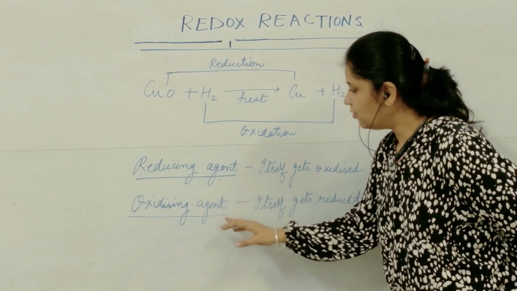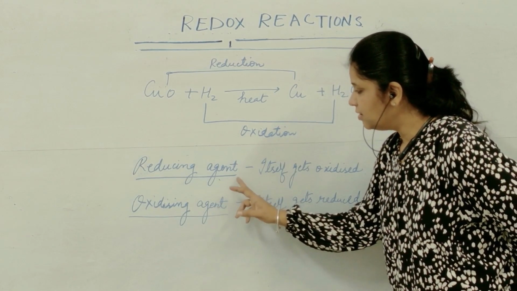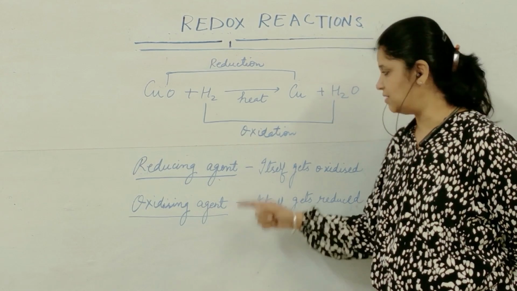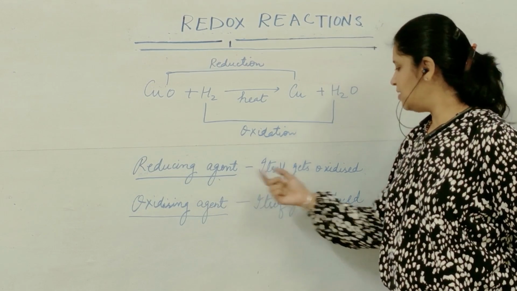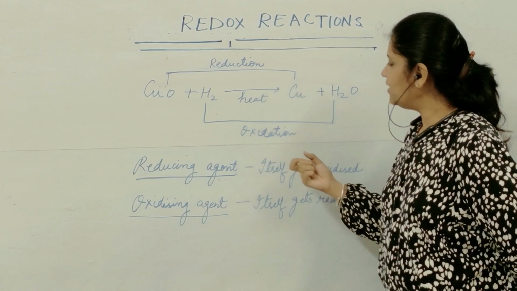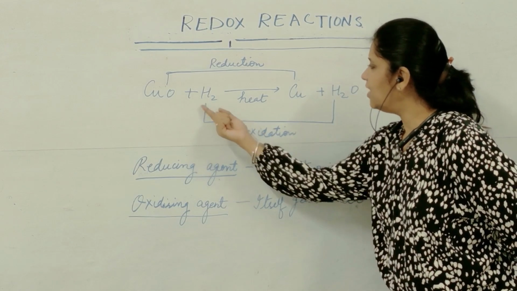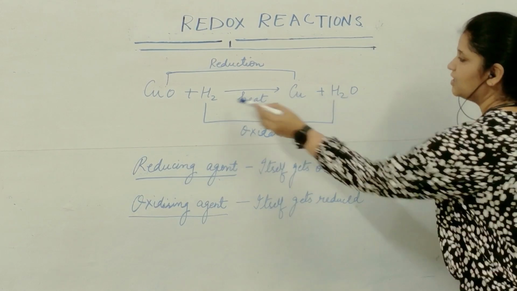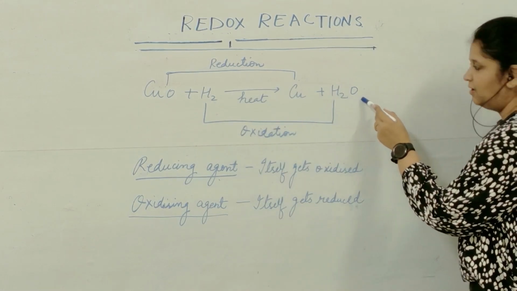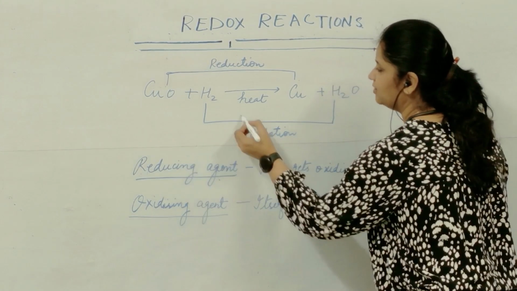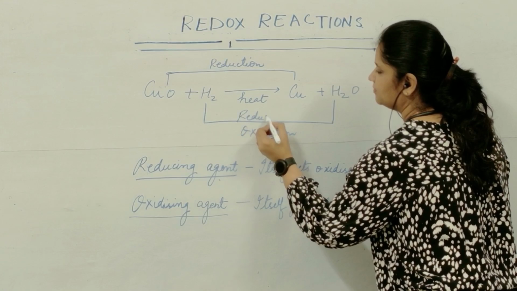Now there are two more important terms: reducing agent and oxidizing agent. What are reducing agents? Which itself gets oxidized. अब इसमें हमें ये देखना है ऑक्सीडेशन हो रहा है किसका, हाइड्रोजन का. यहाँ देखेंगे हाइड्रोजन का oxidation हो रहा है because hydrogen is gaining oxygen. But ये copper को क्या कर रहा है, reduce कर रहा है. That is why hydrogen over here is the reducing agent.